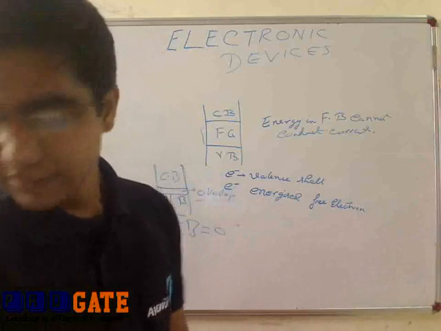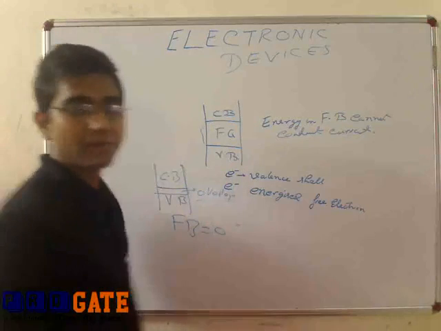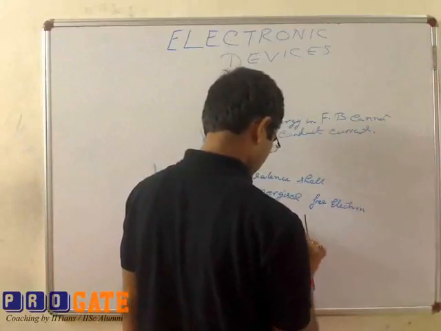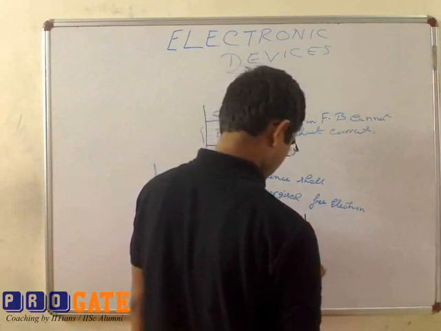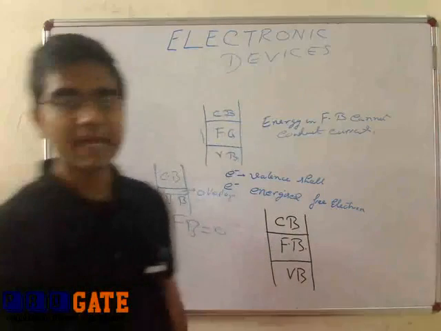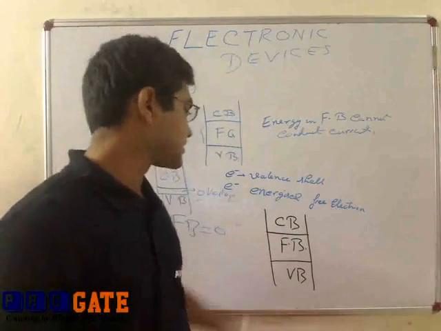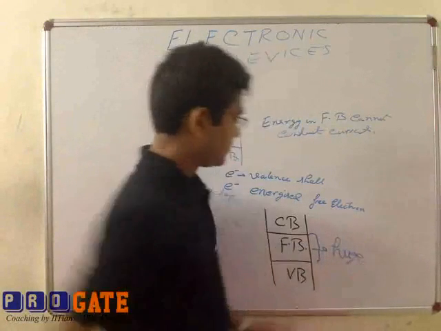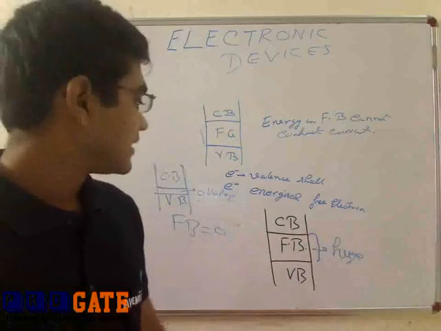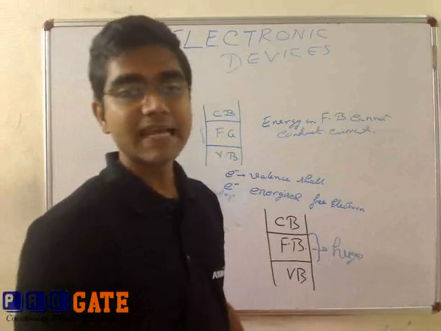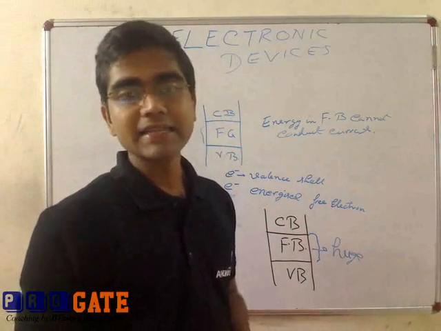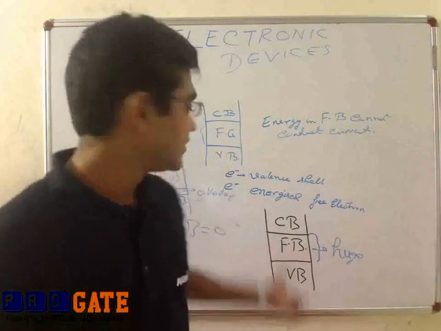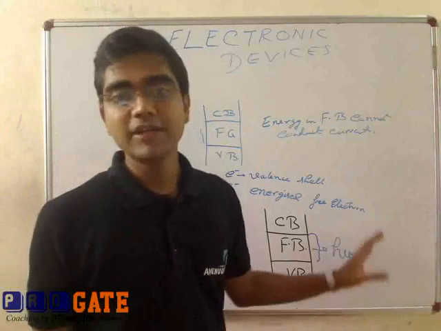What happens in the case of an insulator? In the case of an insulator, there is a gap between the conduction band and the valence band. But this forbidden gap is so huge that even if an electron lying in the valence band is energized, it cannot jump into the conduction band. And unless it can jump into the conduction band, crossing the forbidden gap, it cannot conduct. So in insulators, this forbidden gap is very large, and thereby insulators are not able to conduct.